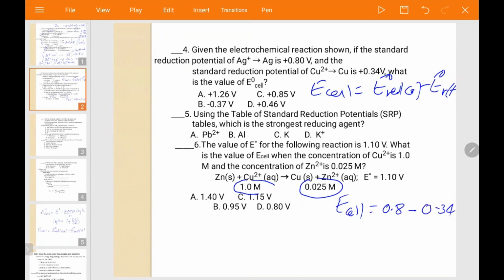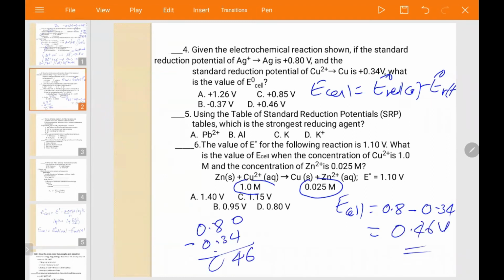And the result will be 0.46 volt. 0.8 minus 0.34 is 0.46 volt. Is it spontaneous or non-spontaneous?